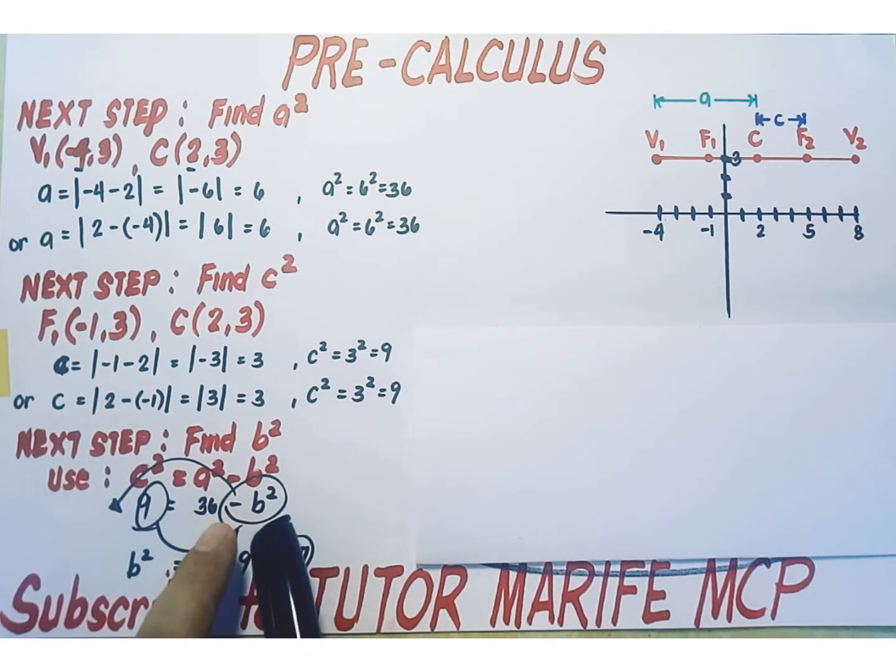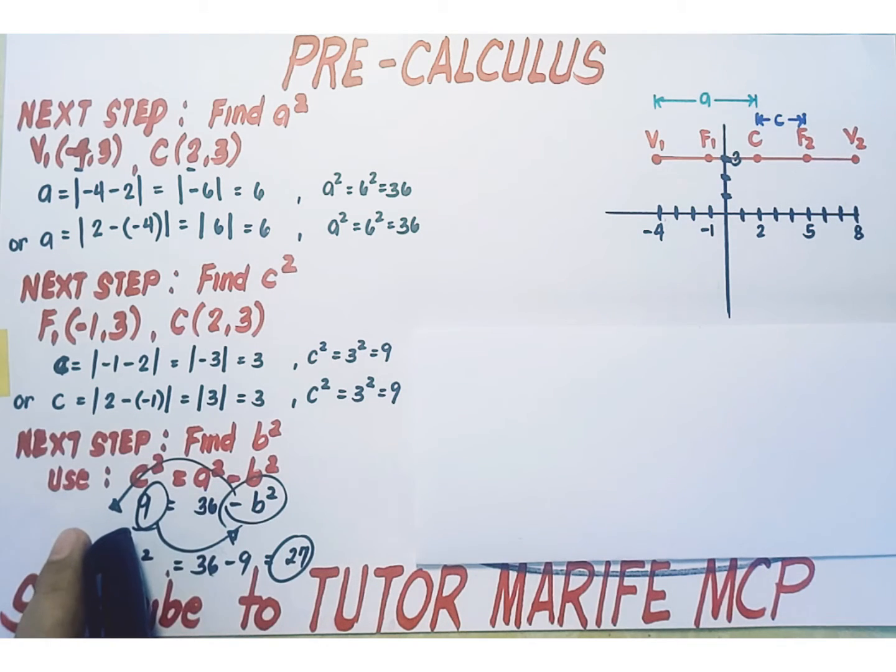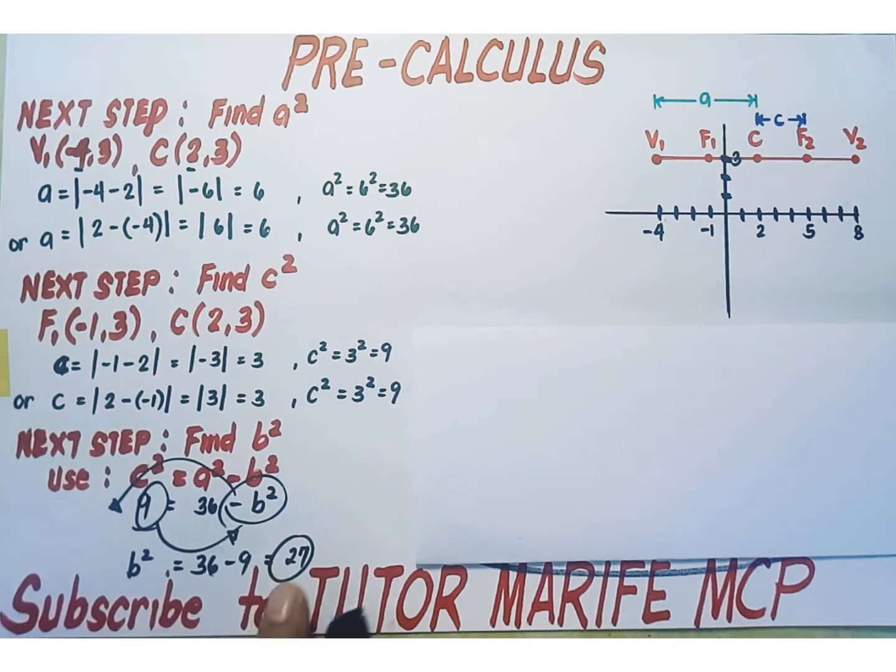To solve for b squared, we need to isolate it on one side of the equation. Let's transpose it to the left side to make it positive. Let's also transpose 9 to the right to collect the constant terms on the right side of the equation. This equation becomes b squared equals 36 minus 9. Simplifying the right side of the equation, the value of b squared is equal to 36 minus 9 or 27.